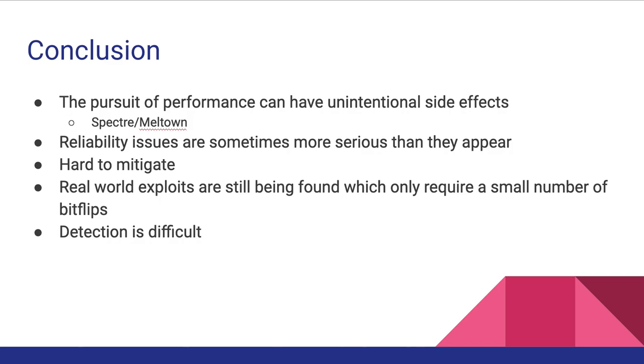And then sometimes what the manufacturer deems as a reliability issue is more serious than what was initially thought after some researchers have time to go in and actually evaluate these issues. And because these issues are hardware-based, it's very hard to mitigate. For Rowhammer specifically, real-world exploits are still being found, which only require a small number of bit flips. We're constantly seeing where a small number of flips could have a profound effect on the system.